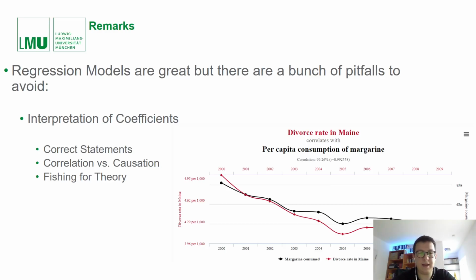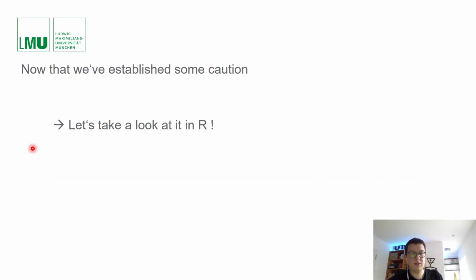So I just want to caution you: don't fish for theory, don't mistake correlation for causation, don't fish for correlation, and we'll talk about this point later. Make correct statements and correct interpretations of your correlation coefficients. So now that we've established some caution, I definitely don't want to ruin all the fun of statistical modeling. Let's, in the next video, take a look at this in R.